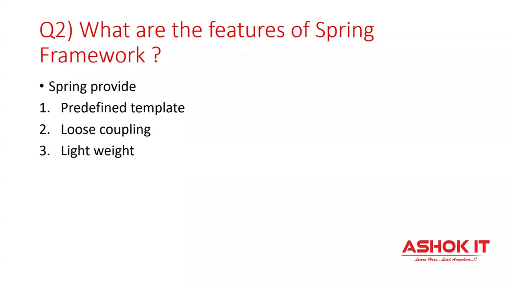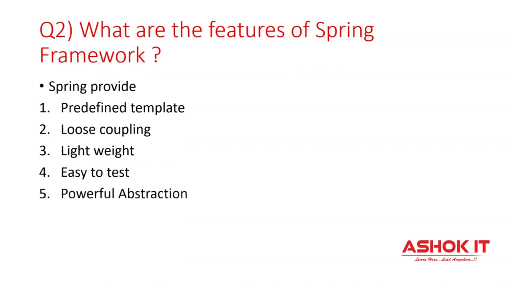Next one is lightweight. It's actually going to occupy very less memory compared to other technologies and frameworks. Easy to test. We can use JUnit and Mockito to test our applications in an easy way, just to confirm whether our application is working fine or not. It's a powerful abstraction which gives a lot of API frameworks, interfaces, and abstract classes, and it gives only required features to be implemented. It's a fast development. We can also call it RAD, rapid application development, because of its API and all.